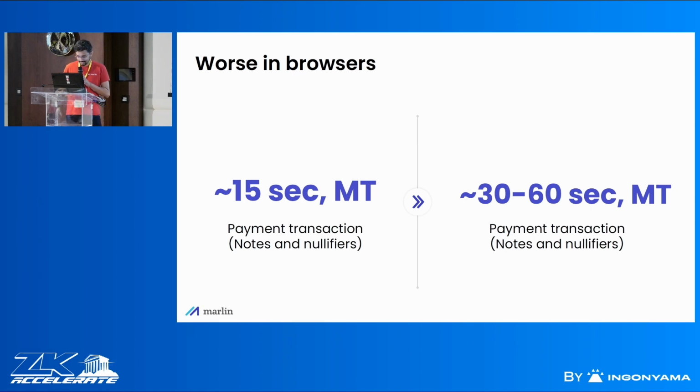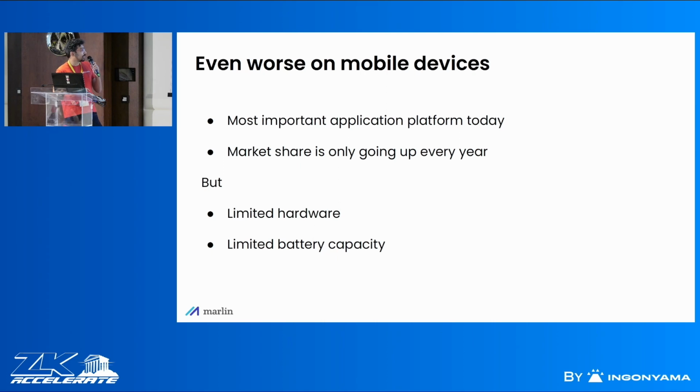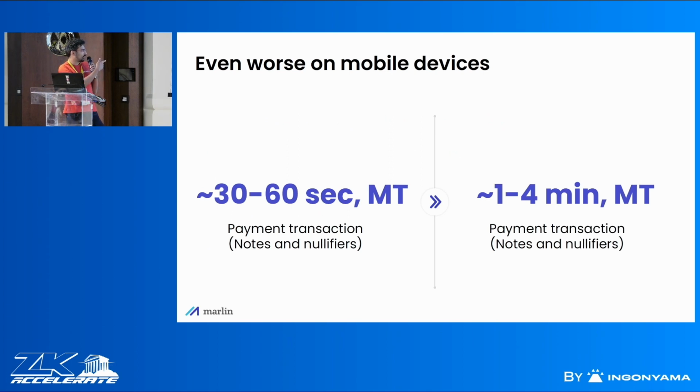But it's actually even worse on mobile devices, which is the most important application platform in my opinion today. And that's because, I mean, my phone is pretty beefy, but it still has limited hardware compared to my laptop, right? And you suddenly have an extra dimension of the battery capacity. You don't really want to keep generating proofs on a user's device because that then affects the battery usage of the device and the battery life and all that. So something that took around a minute on my laptop suddenly starts taking up to 4 minutes when I try to do it on my mobile phone, right?